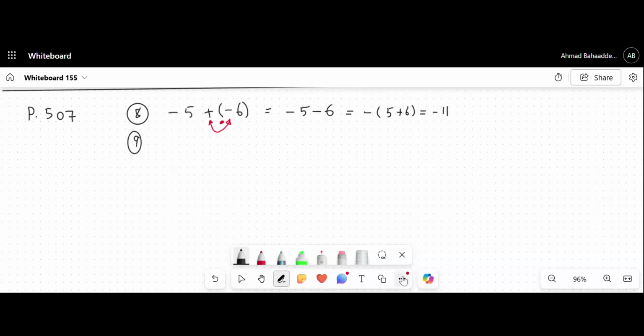And question number 9, for example, just another question. It says -9 plus -3. Again, the bracket is multiplication, and you are going to multiply positive by negative, and that's going to give me a negative also. So this is going to be -9 -3. The total is going to be minus, and we add 9 plus 3. So the answer is going to be -12.